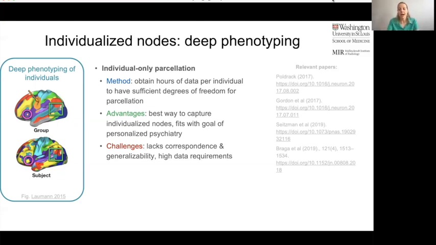this approach is high data requirements. It might just not be feasible to get hours of data because your patient can't tolerate it, or because you can't afford it, or because you don't have the kind of infrastructure to be able to do that.